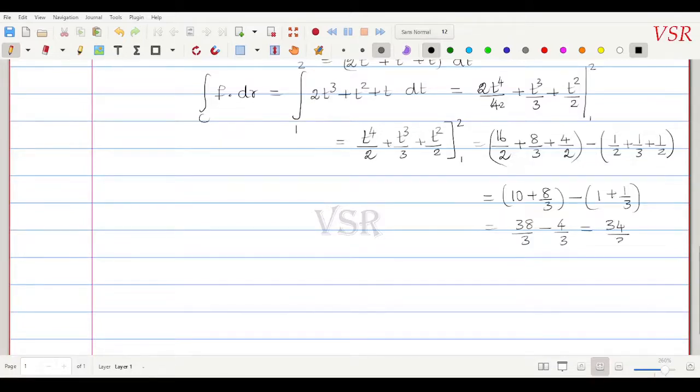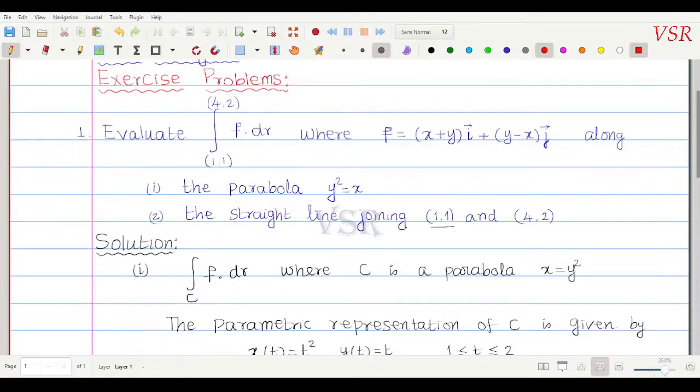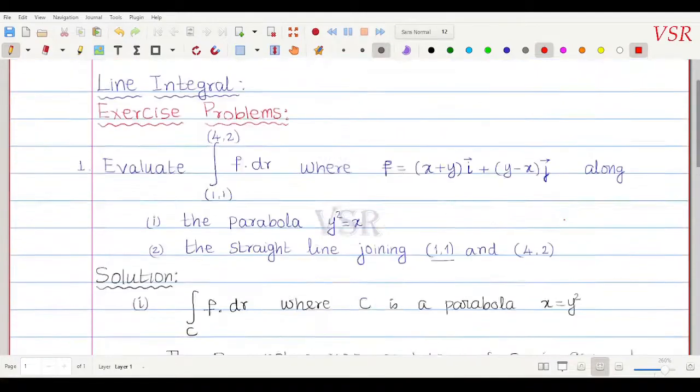So the answer is 34 by 3. The integral over C of F dot dr is equal to 34 by 3. Is this the correct answer? Yes, it is correct. But we are not finished. We have the second problem: the straight line joining (1,1) and (4,2). We'll take the next page.